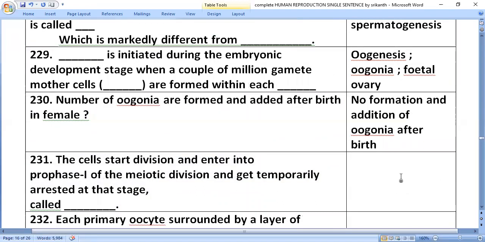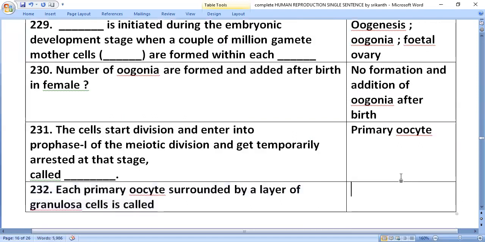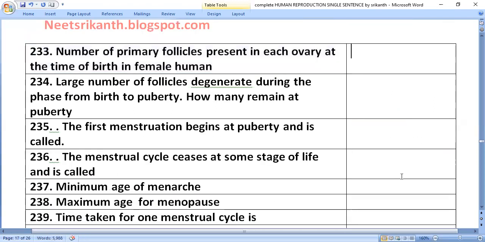The cells start division and enter prophase 1 of the meiotic division and get temporarily arrested at that stage, called the primary oocyte stage. Each primary oocyte is surrounded by a layer of granulosa cells, called a primary follicle. At birth, about 1 or 2 million primary follicles are present in each ovary of a female human.